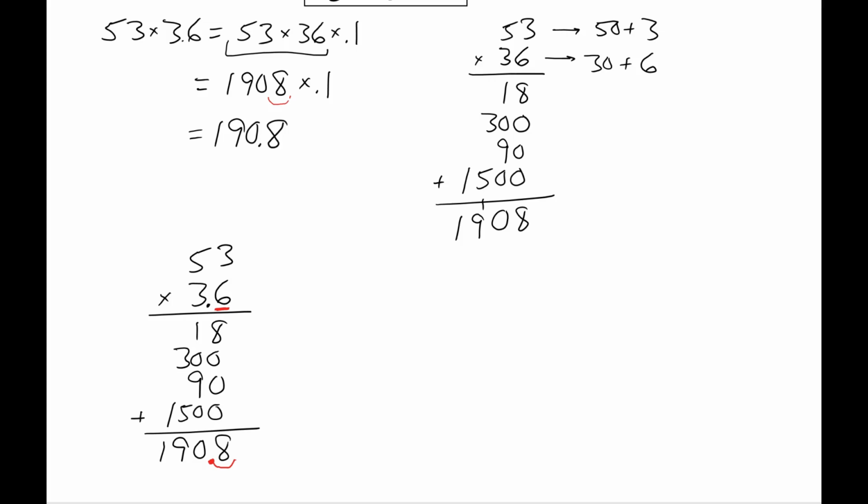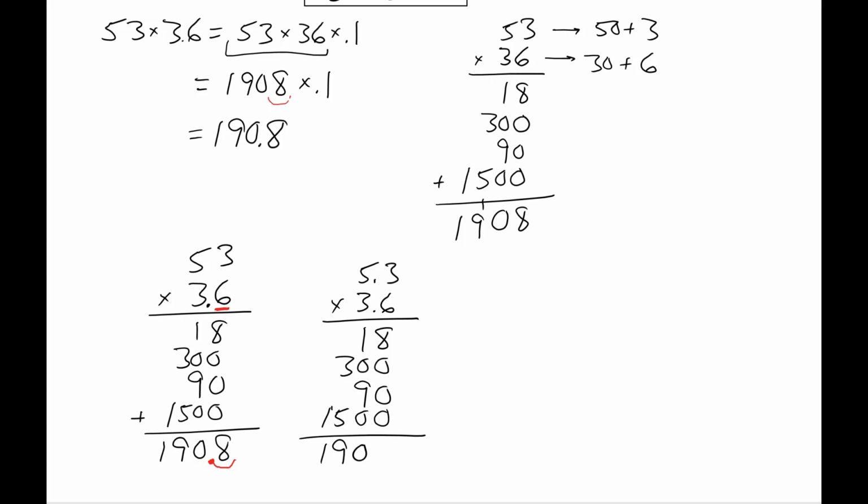Now, what if both of my numbers are decimal numbers? Like, say, for example, 5.3 times 3.6. Well, again, I'm still going to do the same thing. I write down both numbers, and then I'm going to ignore the decimal points while I do my multiplication. And again, if I ignore the decimal points, then it's just like multiplying 53 times 36, which means I'm going to get exactly the same numbers as I did before. 18, 300, 90, 1500. I'm going to add them up. Again, I'm going to get 1,908.